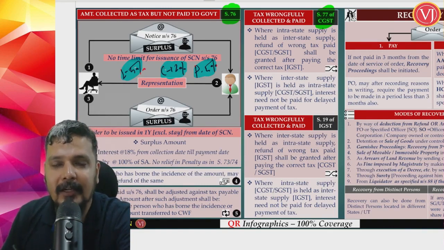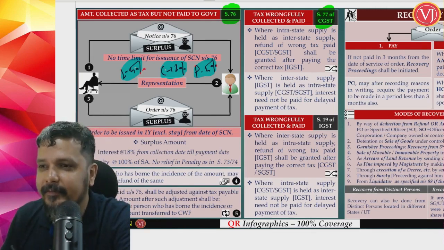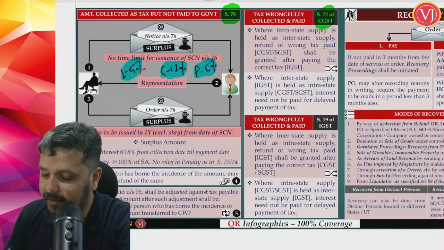You are falling under the category of extreme fraud. So it is not even section 74, it is section 76. For two reasons. It is an extreme fraud case, one reason, and the main reason technically it is not tax. It is a surplus amount.